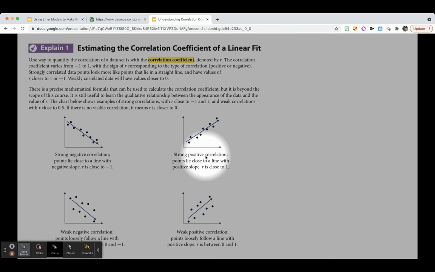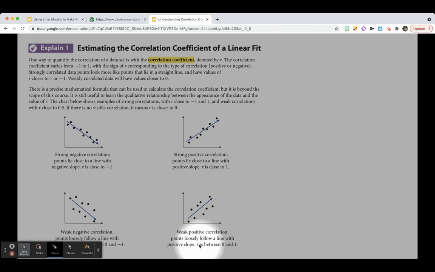Okay, here's a strong positive correlation. As you can see, it's positive because it's starting down and it's going up. So positive slope, positive correlation, and it's going to be closest to +1 because my scatter plot dots are as close to the line of best fit as they're going to get, versus this one, which is further away. They're more scattered from that line of best fit.